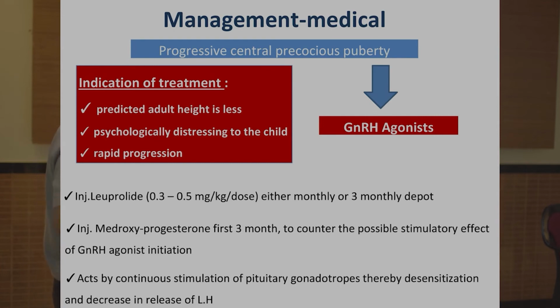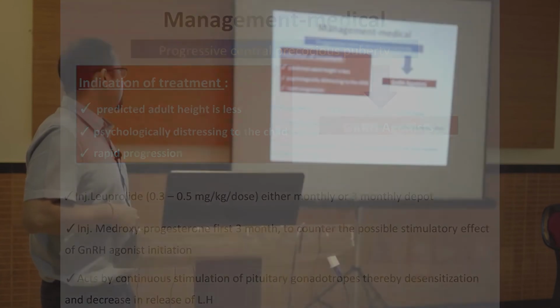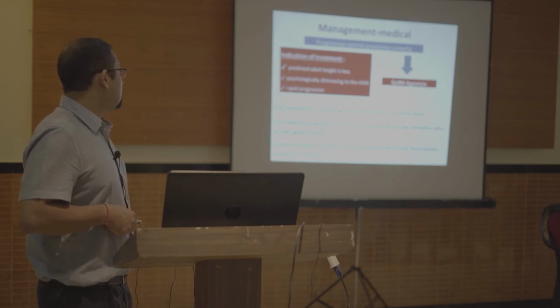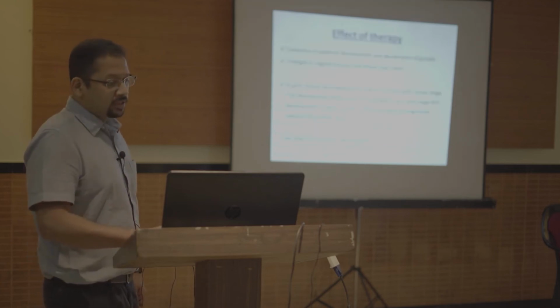So this is the treatment that our seniors are using in various conditions. The dose is 0.3 to 0.5 milligram per kg per dose. We usually give 3.75 milligram intramuscularly once a month. Then if there is no response after 3 months, we increase the dose and reduce the frequency. Other treatment like medroxyprogesterone is given for the first 3 months to counter the possible stimulatory effect of the GnRH agonist, which I told earlier. It acts by continuous stimulation of the pituitary gonadotropes, thereby desensitizing the receptor and decreasing the LH level.